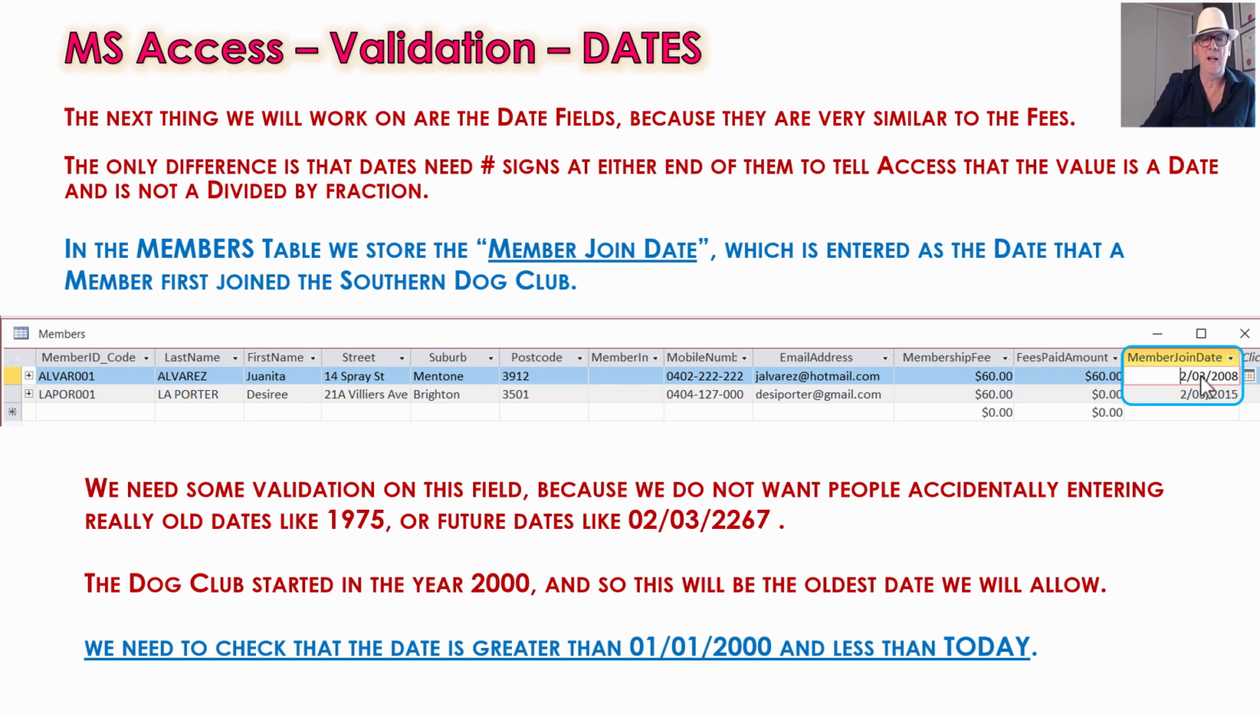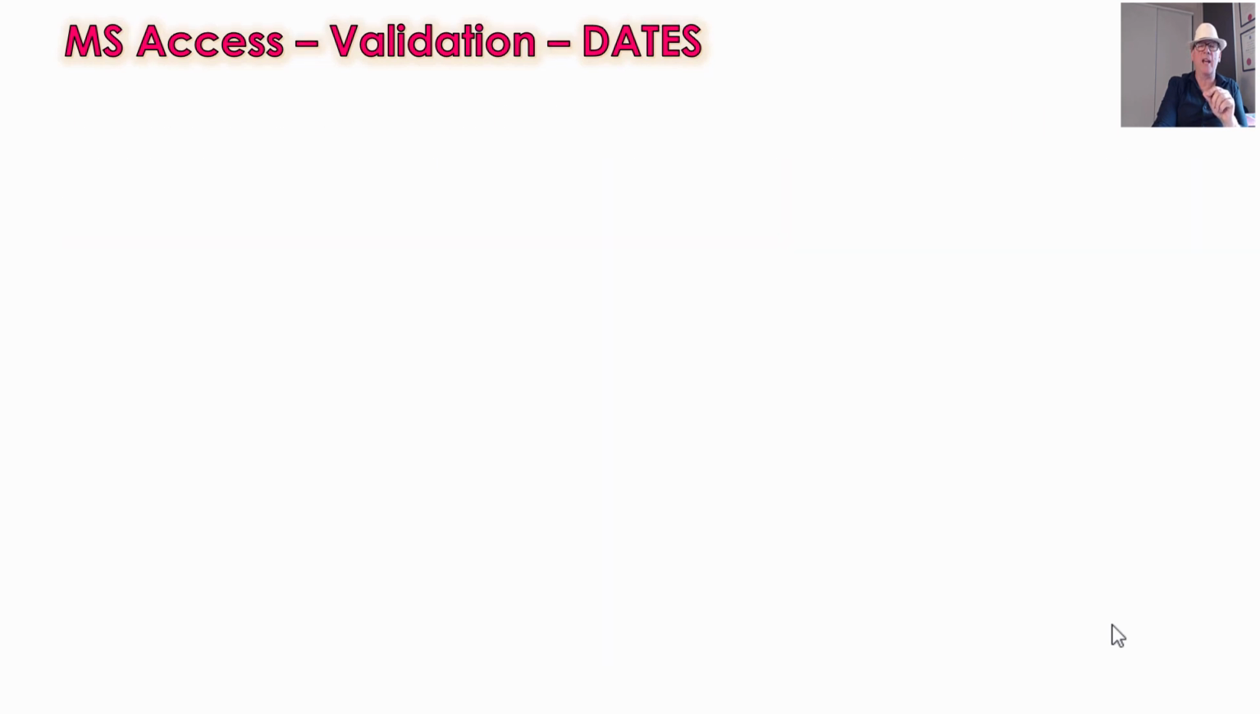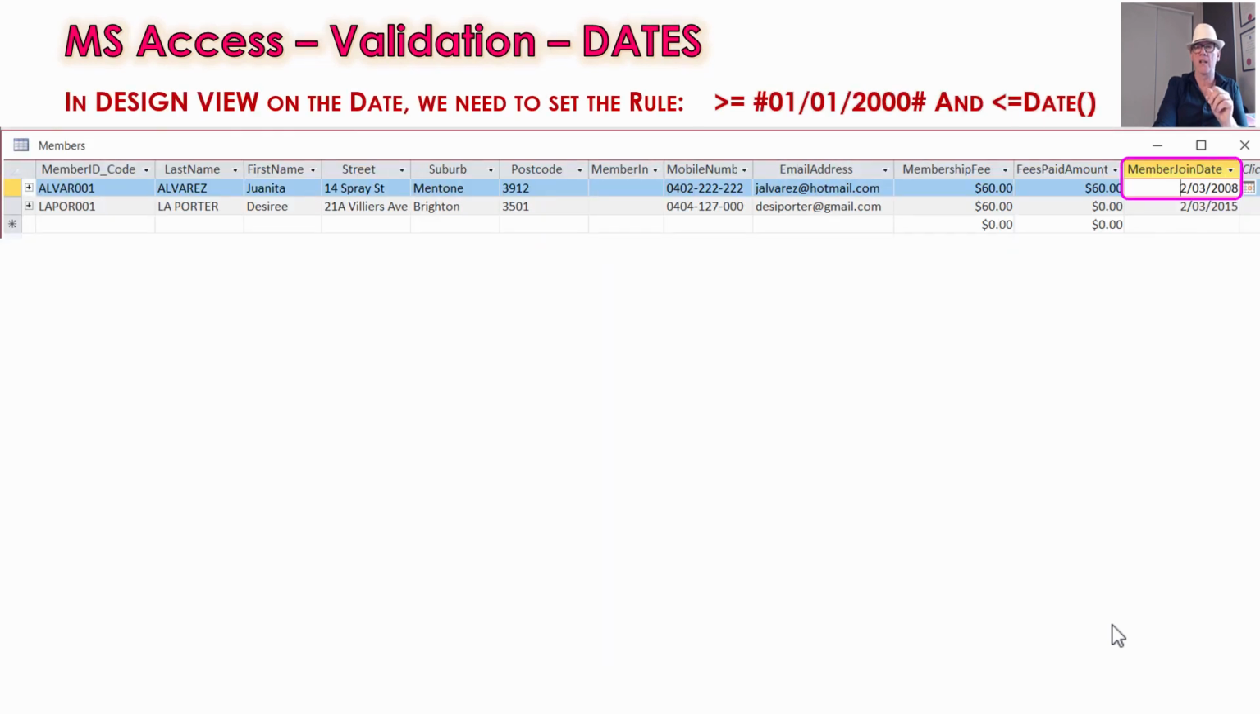Now we need to check that the date, the club started in the year 2000, so the joining dates have to be from the 1st of January 2000 after New Year's Day, and it has to be less than today. You can't do future dating, all right? So that's kind of the validation rule we need, that straight after New Year's Day, January 2nd, 2000, you could join the club. That's when it first started. And we don't want to allow future dating, so the date can't be bigger than today's date. And there is a very easy way of getting today's date.